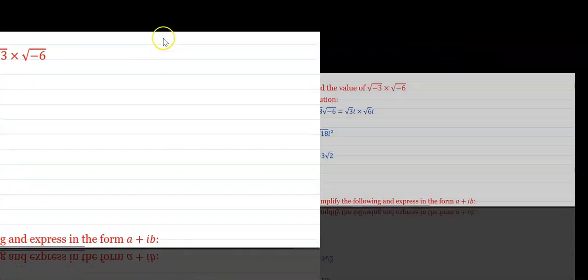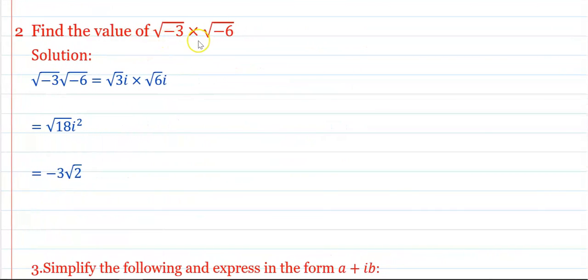Find the value of root of minus 3 into root of minus 6. Now here the root of minus 3 can be written as root of 3 into minus 1. But what is minus 1? Minus 1 means i square. That is root of 3 into i square. And its square root is root 3 i.